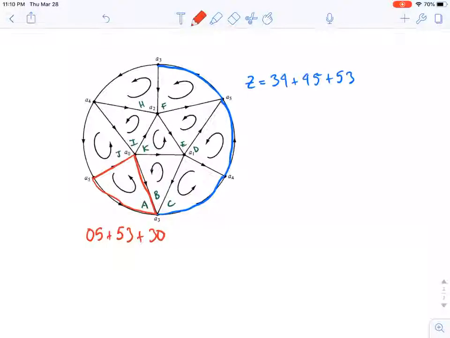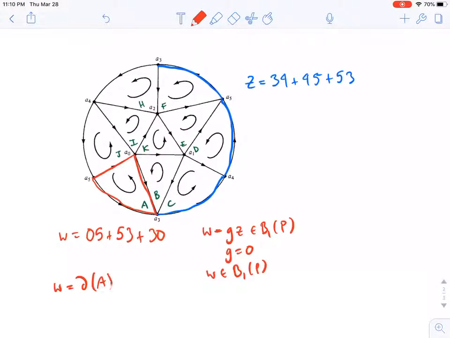All right, we called this W, and we said, oh, we want to show that W minus some multiple of Z is in the boundary of P. But in fact, just let G equal 0. That would mean W is in B1 of P. And it is. W is the boundary of, well, I've labeled all these regions. This is region A. The boundary of A is W. So it's no surprise that this worked out. Okay, so I want to do a more complicated example and show you how it's going to work out in general.